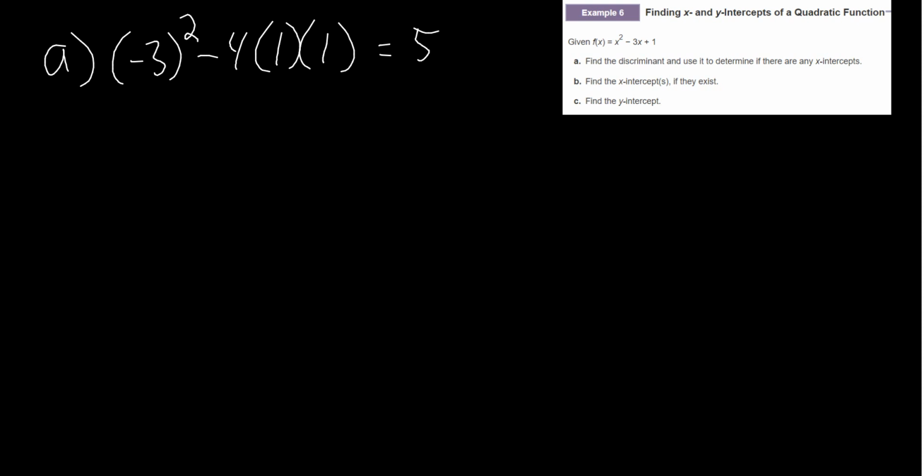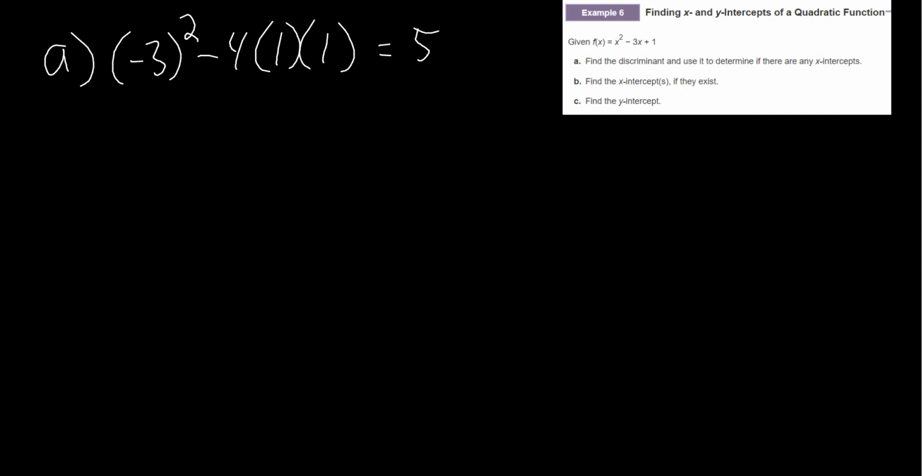The discriminant again is b squared minus 4ac. So b squared is negative 3 squared, minus 4 times a, which is 1, times c, which is 1. So we've got 9 minus 4, which is equal to 5. Since this is a number that is greater than 0 and it is not a perfect square, we're going to end up with two real solutions.